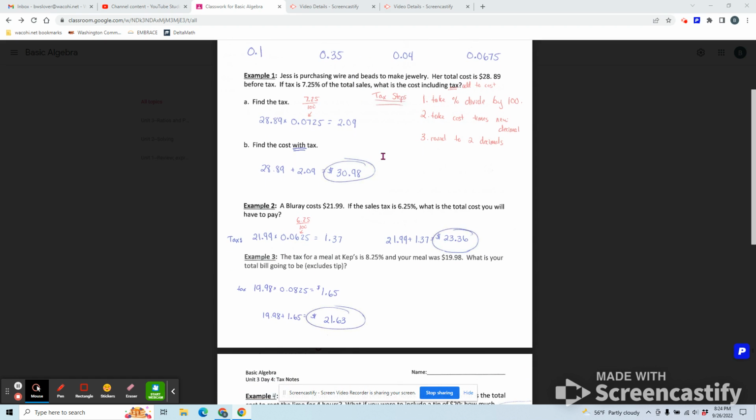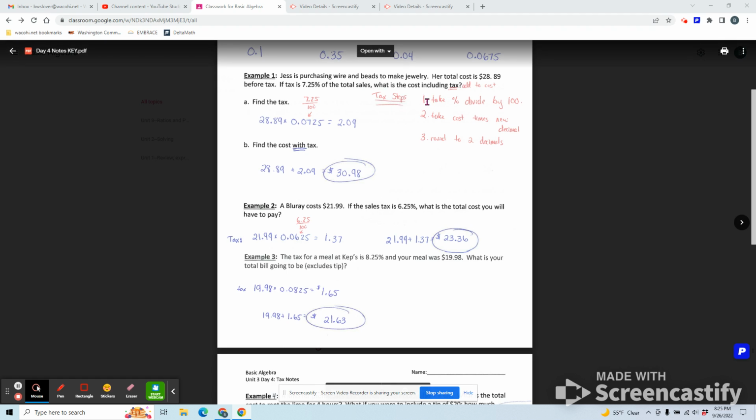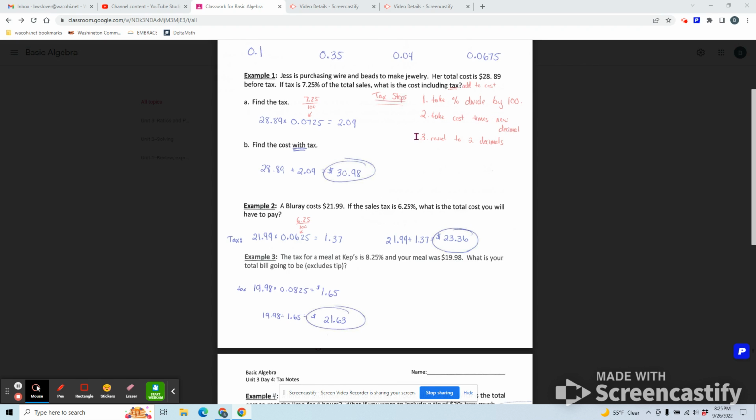Example 1. So now that we know how to turn stuff into a decimal, we can start working through example 1. It says Jess is purchasing wire and beads to make jewelry. Her total cost is $28.89 before tax. If tax is 7.25% of the total sales, what is her cost? So tax steps. Number 1, take your percent, divide by 100. Number 2, take your cost times the new decimal. And then step 3, round to 2 decimal places. So that's how we figure out what the tax is.